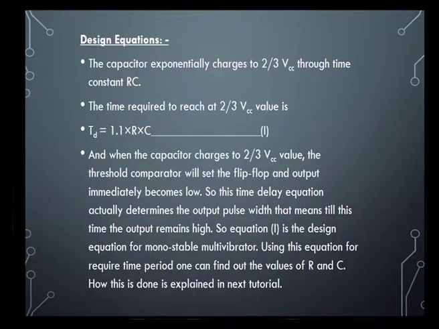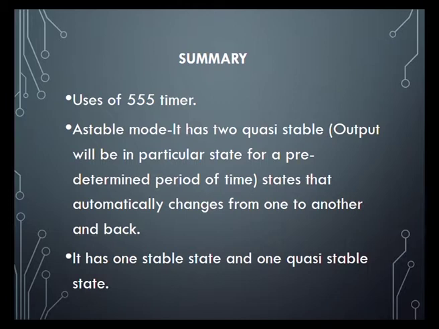Next, the design of a monostable will be like this. The capacitor charges exponentially to 2/3 VCC through the time constant RC. The time required to reach 2/3 VCC is TD, equal to 1.1 RC. This is the total time for charging the capacitor, equal to 1.1 times R into C. So, finally, we come to the end of this session.